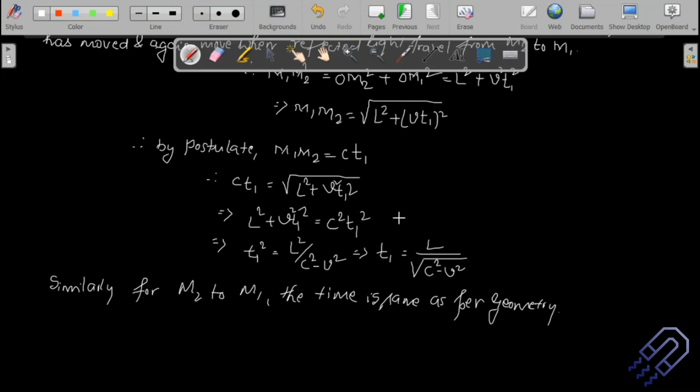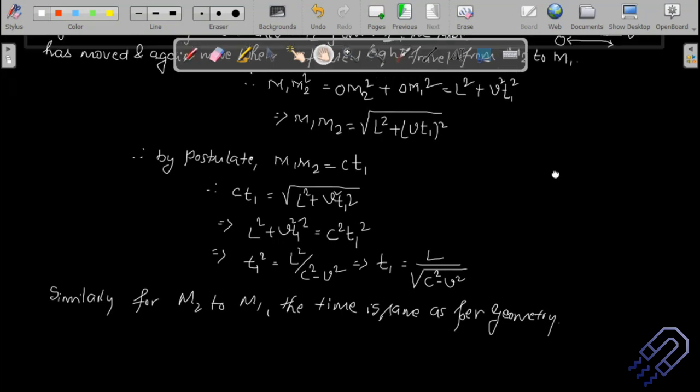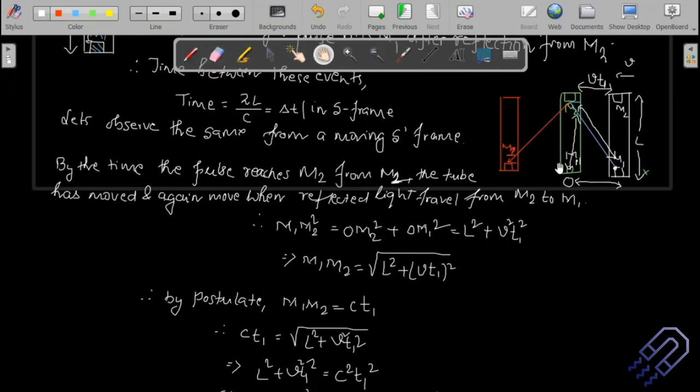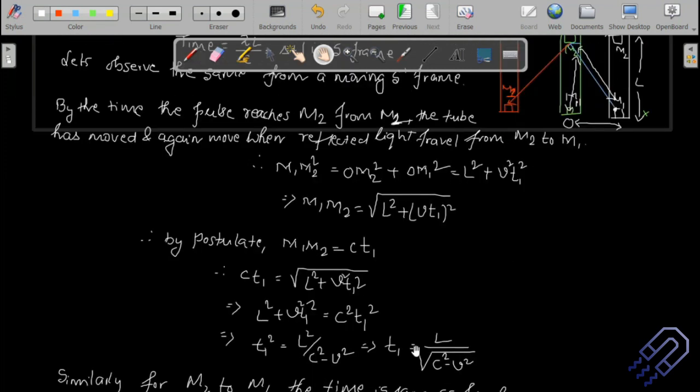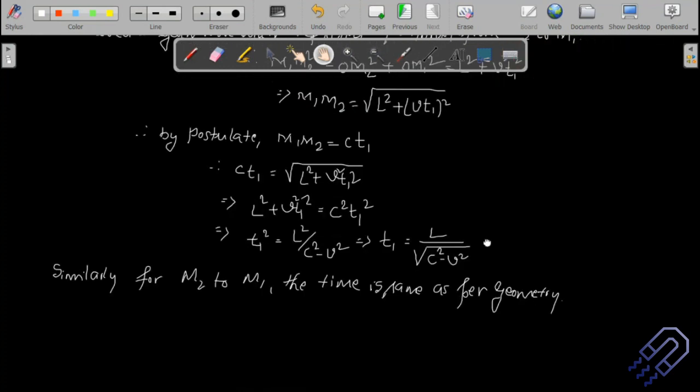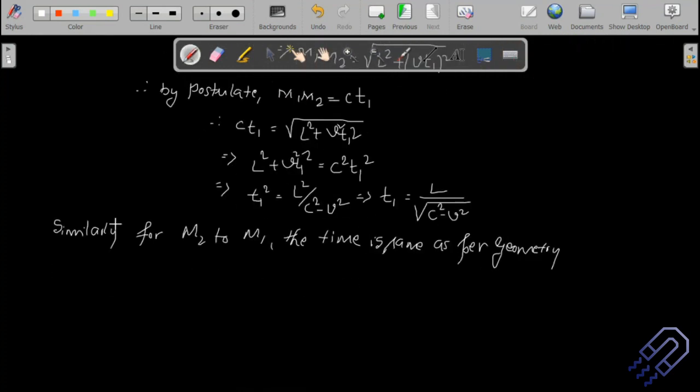So it's the same thing, right? If we just observe this once again, it's the same thing. You can do the calculations, but you're going to end up with the same result. So T2 is also going to be the same, okay? If T2 is the same and T1 is the same, we can actually find out the total time, right? So therefore we can say total time.